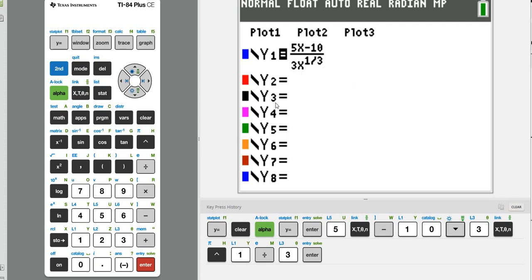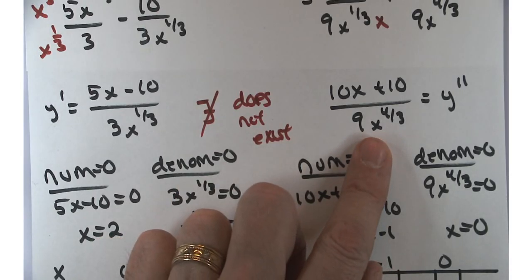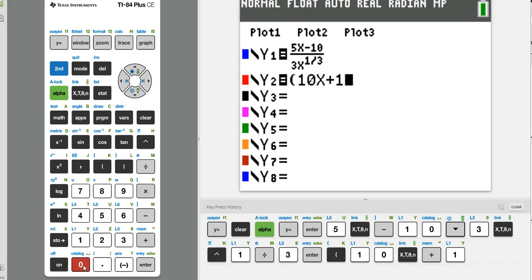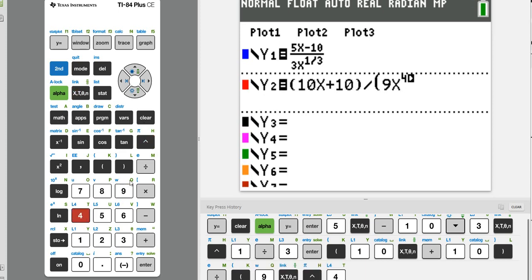I'm also going to enter in my second derivative. I'm not going to use that fancy alpha y equals key with that one. I'm going to do it a little bit more generally, the way anyone can do it. I want to put in this expression. The only thing you have to be careful about is that the numerator is in parentheses: 10x plus 10, all in parentheses, divided by parentheses 9x raised to the 4 divided by 3, and then a right parenthesis to get out of the exponent, and then one more right parenthesis.